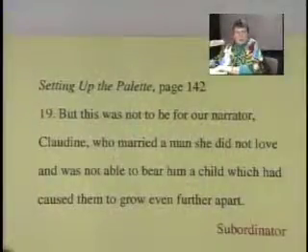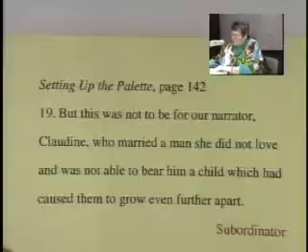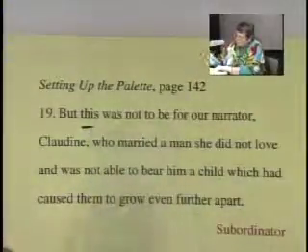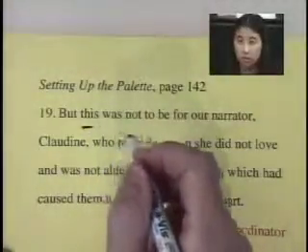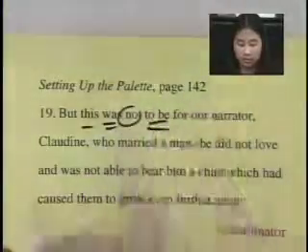How about 19? This was not to be for our narrator, Claudine, who married a man she did not love and was not able to bear him a child, which had caused them to grow even further apart. Janice, where's the subject? This. How about a verb? Was. Right, to be. Yeah, right where you are. Was. Wait, yeah, you're right. It is was. We're going to ignore not, and I agree with you.